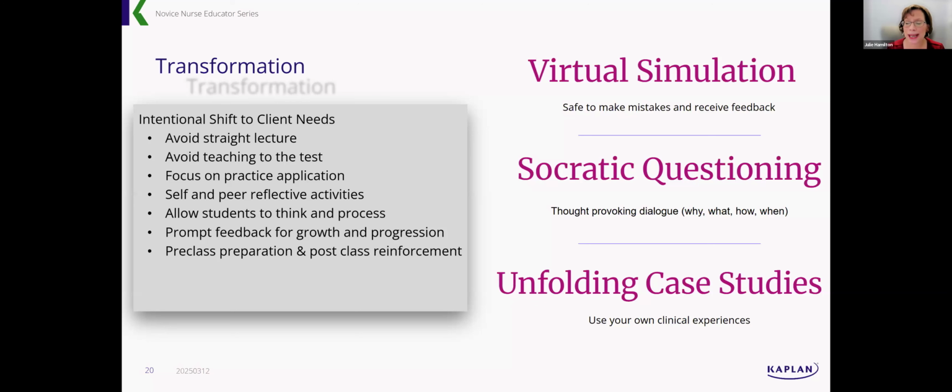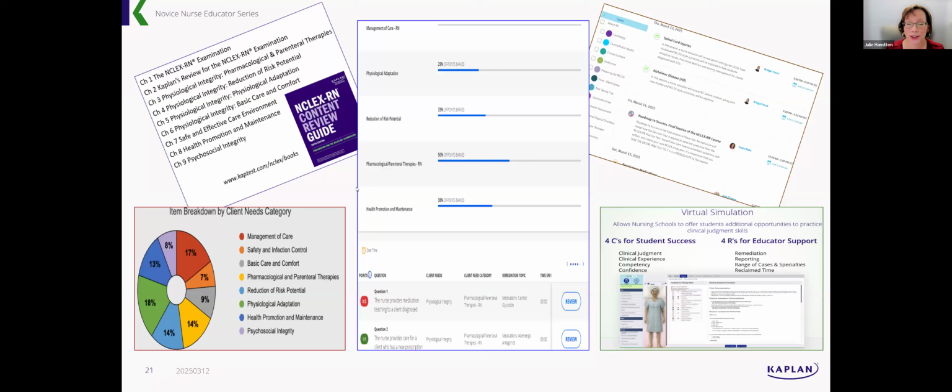And then include unfolding case studies. If you're coming straight out of clinical practice and becoming a new educator, you just have a lot of case studies in your memory of taking care of patients. Write them down and have them unfolding. So here's the case, this is the patient, but then something happens. What are we going to do? So really get your students to think of practicing as a nurse and thinking like a nurse.